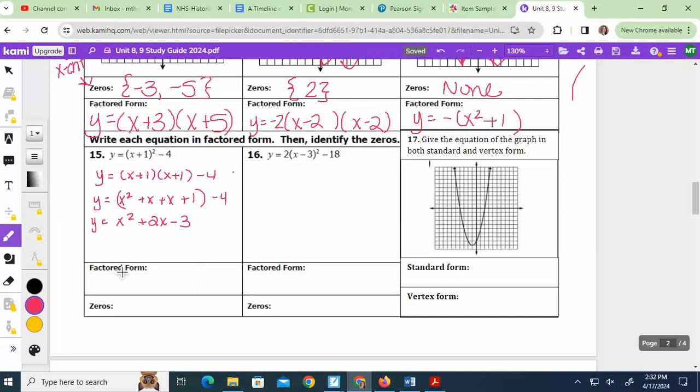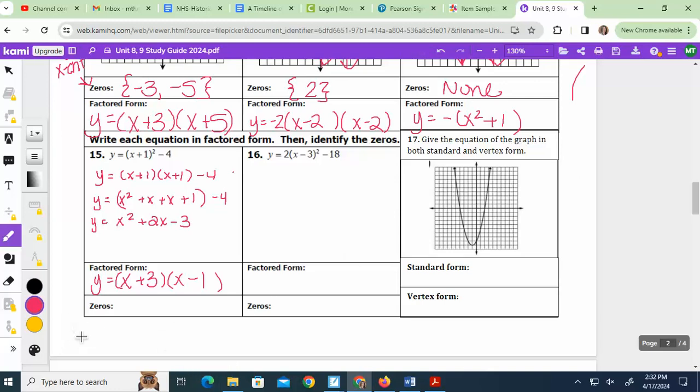Now, can I factor that? So x squared would break into x. What multiplies to negative 3 and adds to positive 2? Positive 3, negative 1. Okay, once we have that factored form, we can get our zeros.